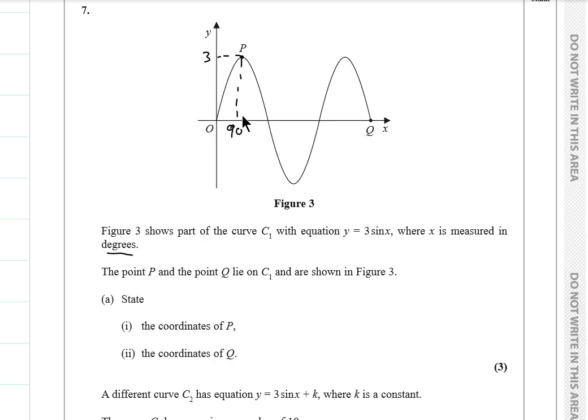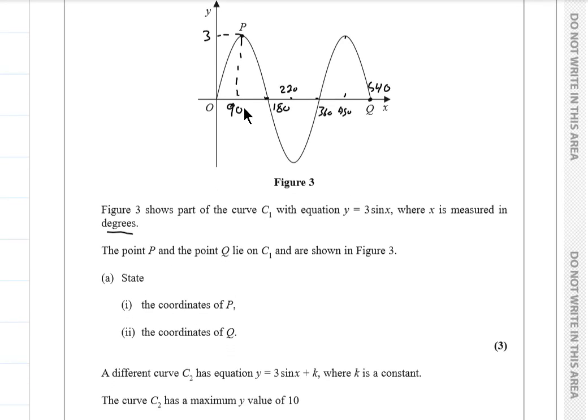This is 90. What about Q? Let us complete the x-axis scales. This is 90, 180, and then 270 here, and then here 360, and then I will add 90 here to be 450, and finally we have 450 plus 90, or we can say 3 times 180 will be 540. So the coordinates of P is 90 and 3.